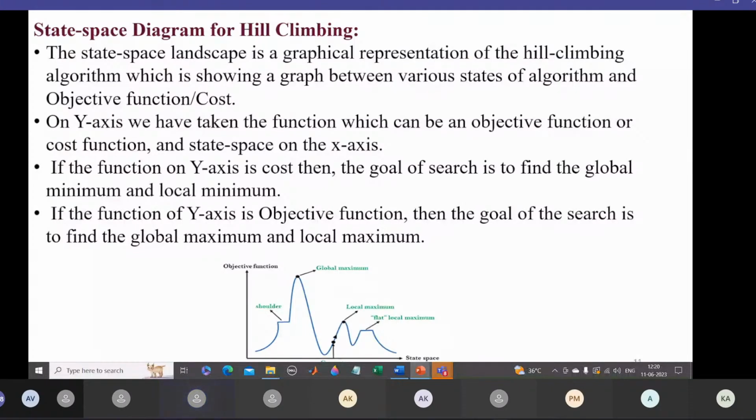And if y-axis you are considering as cost now, the goal will be minimum cost, global minimum and local minimum we have to look into. And for objective function now, we have to consider the global maximum and local maximum. Objective வந்து நமக்கு ஹையா இருக்கும், அதனால இது வந்து மேக்ஸிமமா கன்சிடர் பண்ணுவோம். காஸ்ட்னா நம்ம மினிமம் காஸ்ட்ல இருக்கணும், அதனால வந்து we look into this global minimum and local minimum. So looking at the diagram, we have shoulder, global maximum, local maximum, flat, all these things are there. So we'll see that one by one.